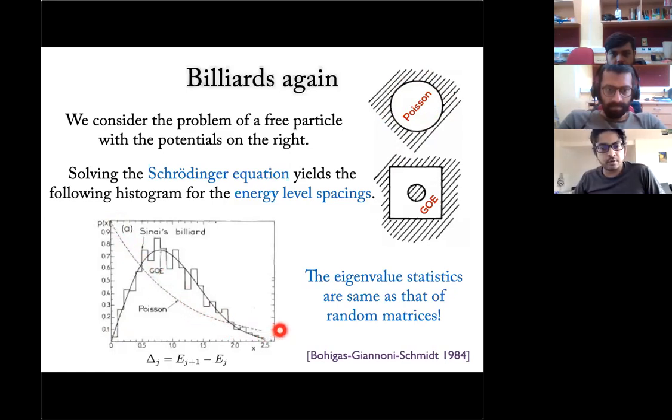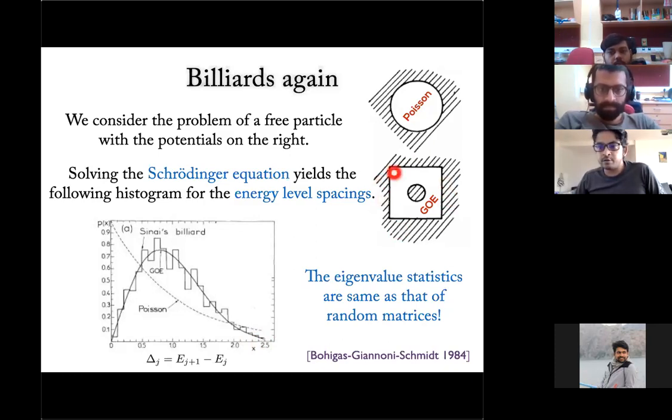Okay, it takes this form. Whereas for this potential, for the Sinai billiards, it takes this form. And it's exactly what you have in the GOE ensemble. So we met the GOE ensemble in the random matrix lectures. And quite surprisingly, if you look at the energy levels of this system and look at the histogram of the level spacings, it obeys this GOE distribution. So the idea is that the eigenvalue statistics of this system is exactly the same as random matrices.